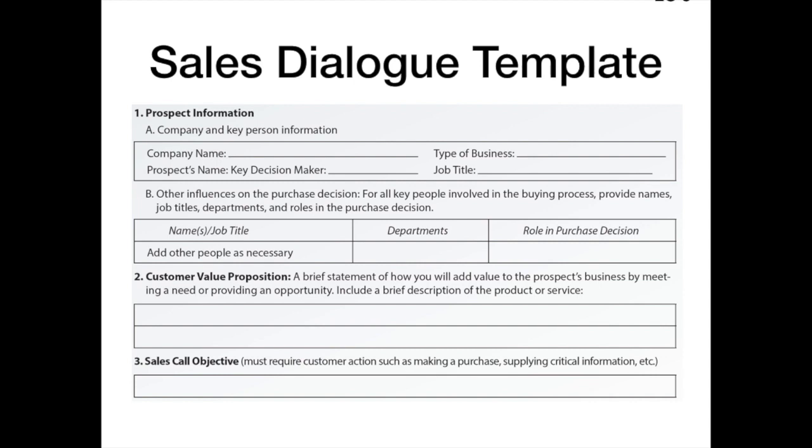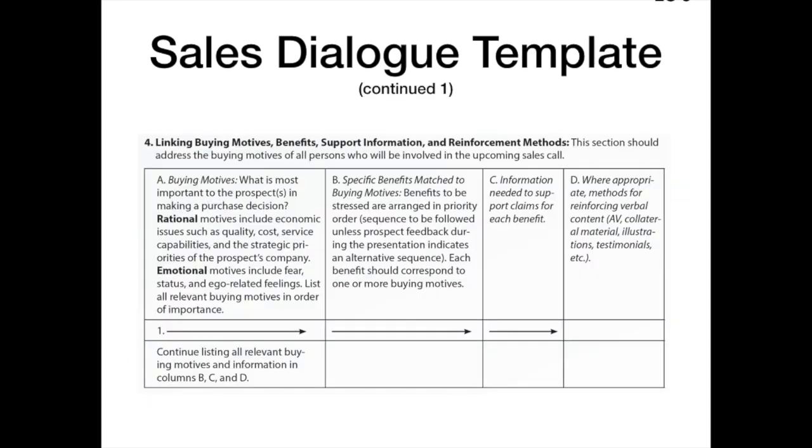In number 3, your sales call objective doesn't necessarily have to be making a sale. It might be supplying critical information to the client. It might be gathering more specific information from the client or prospect. It may be getting a follow-up sales call within the next week or 2 weeks. But it's important to know what your sales objective is so that you know if it's been accomplished.